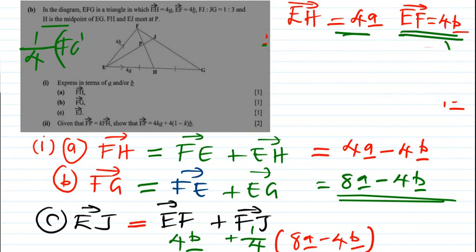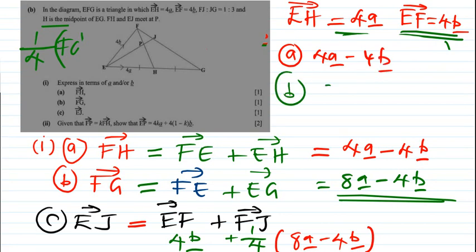Now let me create some space here. I'll just write the answers for us. Our answer for a was 4a minus 4b, and then our answer for b was 8a minus 4b, so that we can utilize this space.